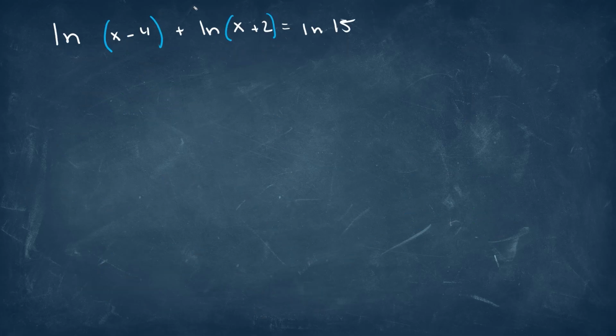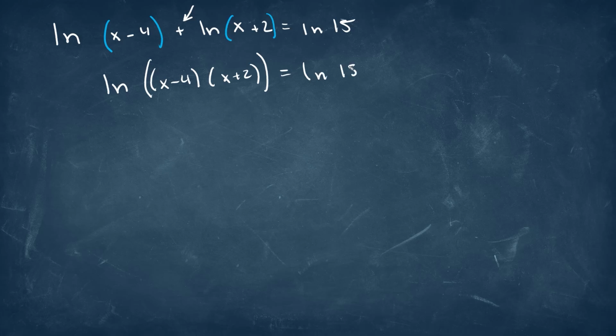So for this question, again, we have the plus sign, so that's going to change this to (x minus 4) times (x plus 2), all within the natural log, and that's equal to natural log of 15. If we have log or natural log on both sides, they can actually end up canceling out, as long as they have the same base. So now we're going to get (x minus 4) times (x plus 2) is equal to 15.